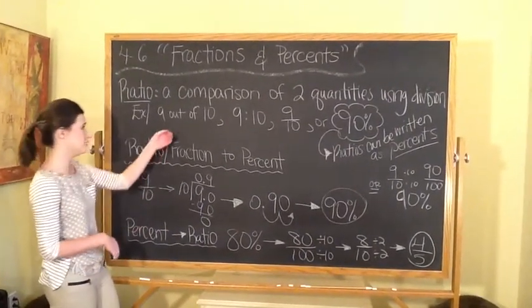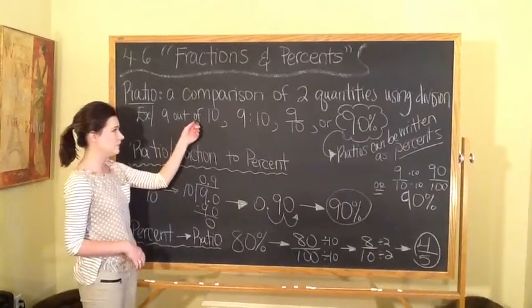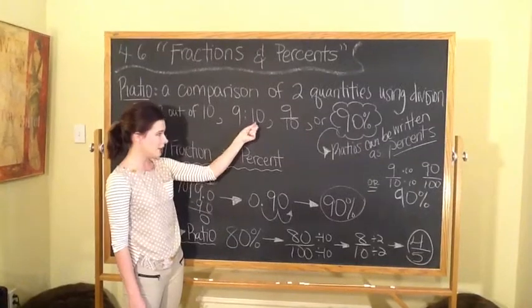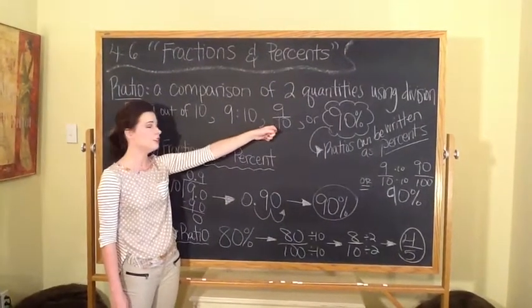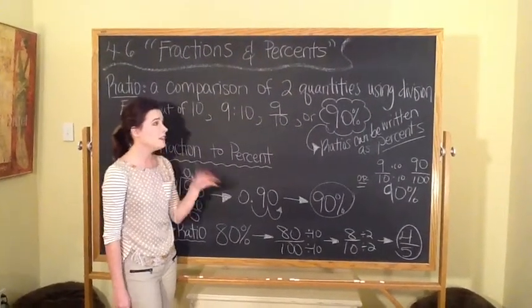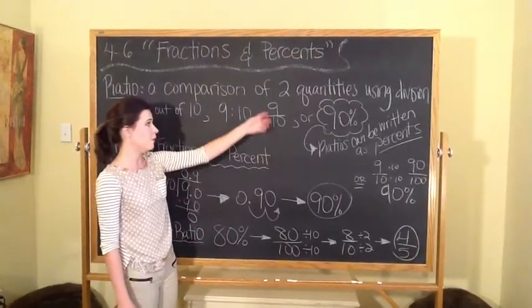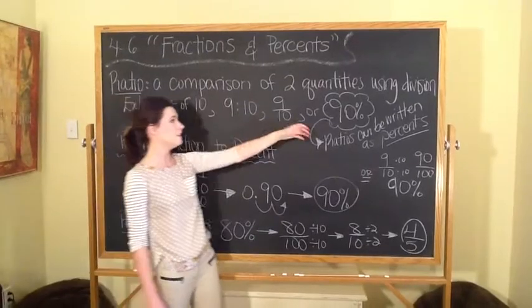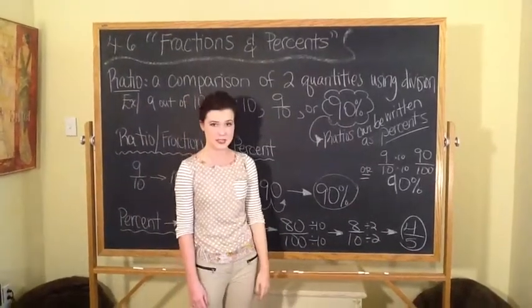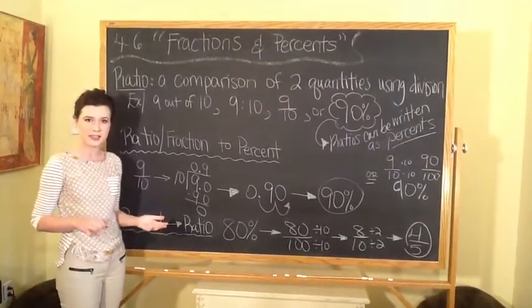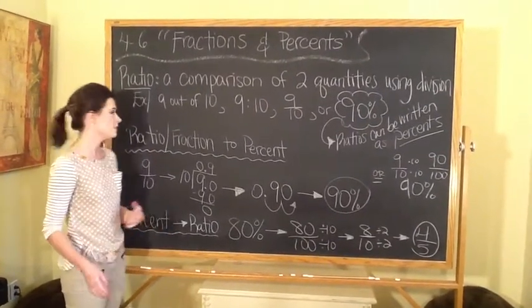The first way a ratio can be written is 9 out of 10. You can also write it with a colon, saying 9:10. And then you can have it in fraction form, 9/10. And these ratios can be written as percents. For example, this fraction, 9/10, can be turned into 90%. So basically, we're going to be talking about how do we do that?